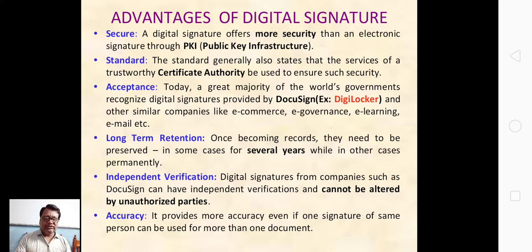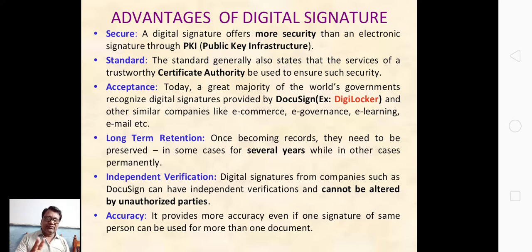Now, it uses the public key infrastructure, or the older name, cryptography. Through public key infrastructure, they will provide you two keys, a public key and a private key. To check, they use a checksum formula, and for that they use one algorithm called the hashing algorithm. That is why the first advantage of using digital signature is more security.